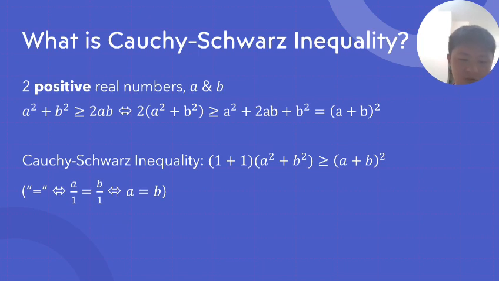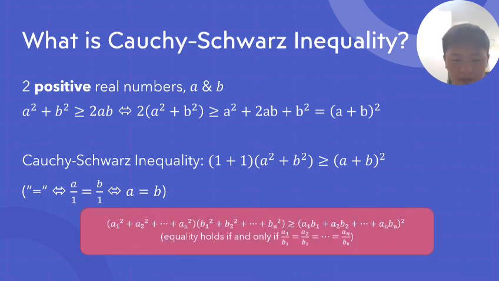The equality holds when a over 1 is equal to b over 1, which also means that a equals b. So the a and b come from the square root of a squared and the square root of b squared, while the 1s on the bottom are the square roots of 1 and 1 in the inequality above. This can also be generalized into an equation like this, in the pink one. The equality holds if and only if a1 over b1 is equal to a2 over b2, equal to dot dot dot, equal to an over bn.